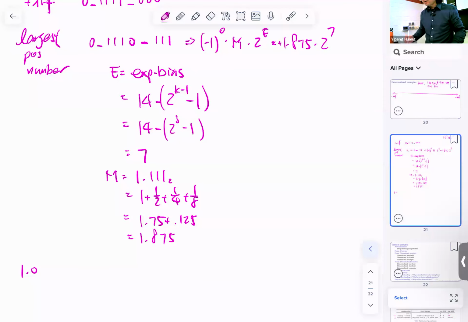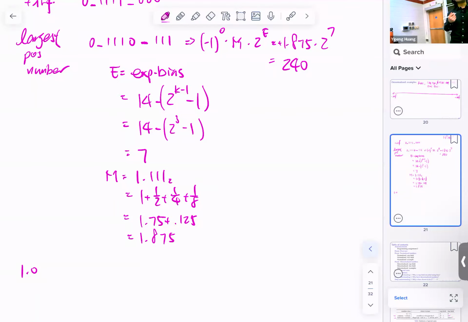Okay, let me stay organized. We're getting a little bit multi-threaded here. So what is this value up here? 1.875 times 2 to the 7th? All right, I'm going to do this calculation. It's just 1.875 times 128. It's 240. Okay, so the largest possible number that this number system can represent is 240.